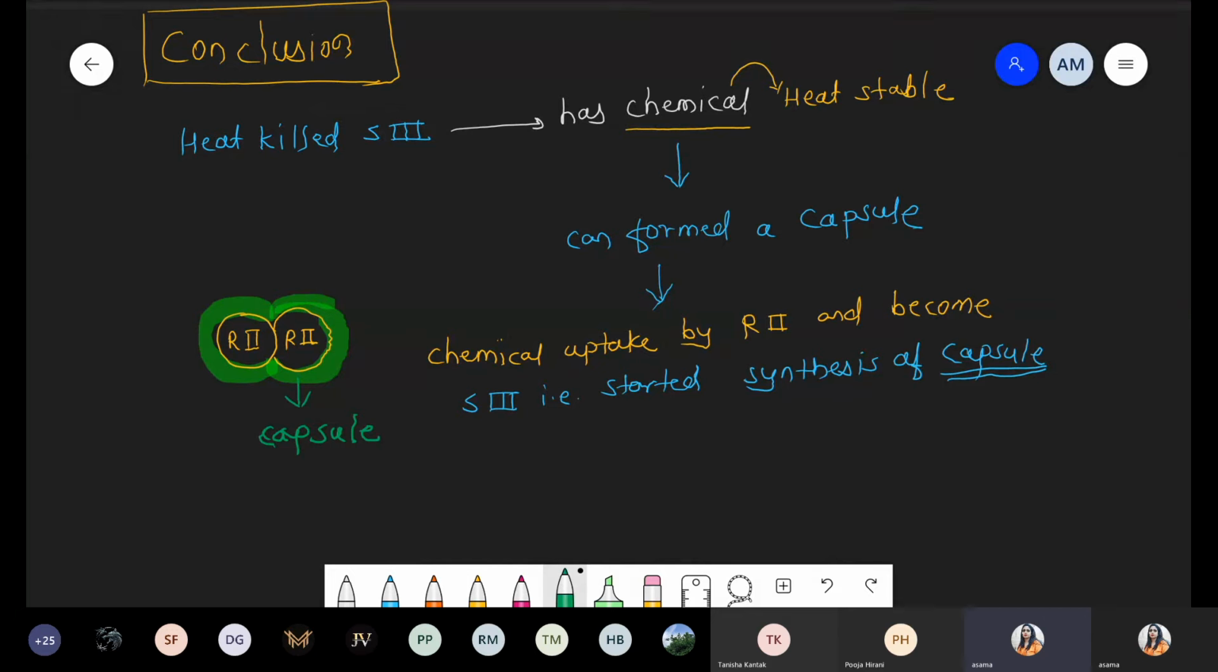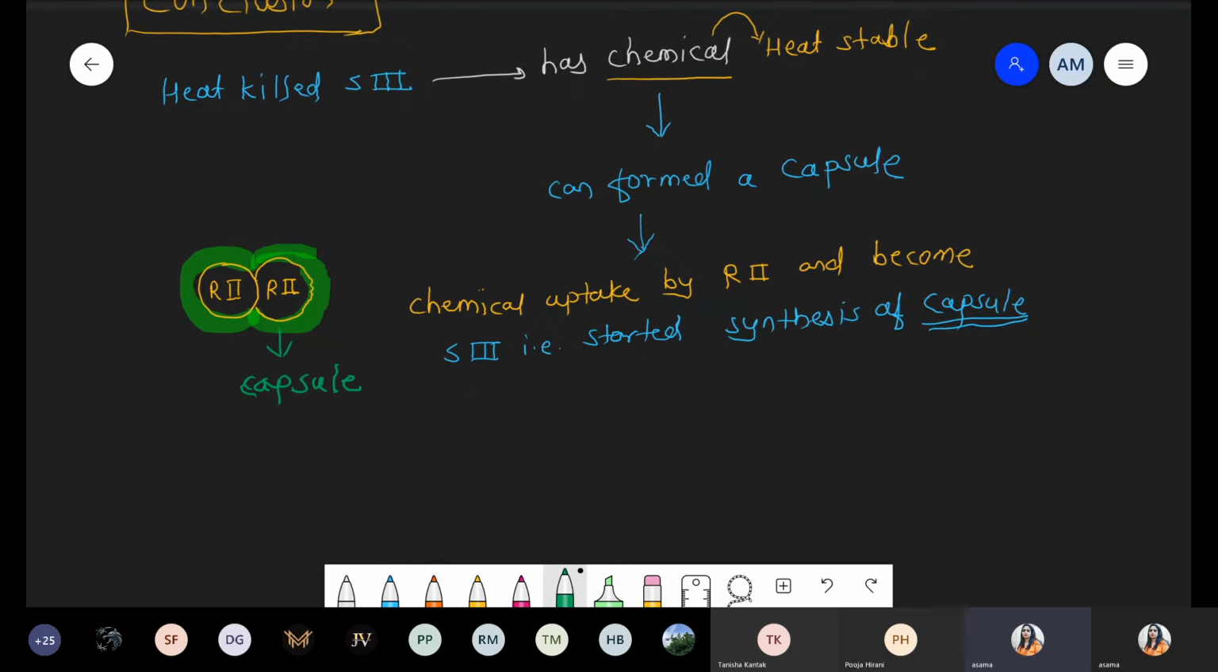First time scientist in 1928, Griffith, 1928. मतलब देखो 53 में DNA discover हुआ था, वाटसन क्रिक. So उसके पहले बहुत साल पहले. So he doesn't know about that DNA. He just confirmed that something chemical is present, and that chemical is responsible for capsule production. That chemical is taken up by the rough strain from the smooth strain, and that rough strain is converted into smooth strain. Means that rough strain starts synthesis of capsule. And why is this possible?